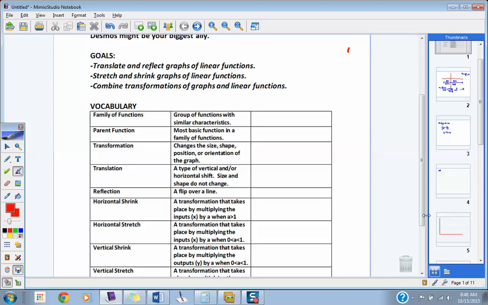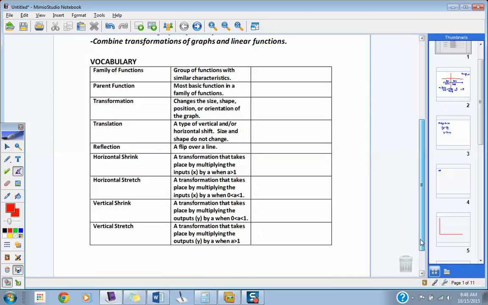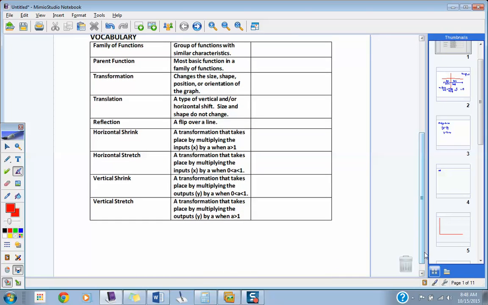Sketch and shrink graphs of linear functions. We're also going to combine those transformations or changes of graphs and linear functions, and I'm going to show you how to do all that. But before we can even progress through this, we've got a ton of vocab that we need to make sure that we can use and communicate with each other before we start. So, I'm going to be putting some examples in this blank box. You don't want to be doing the same thing on your notes.